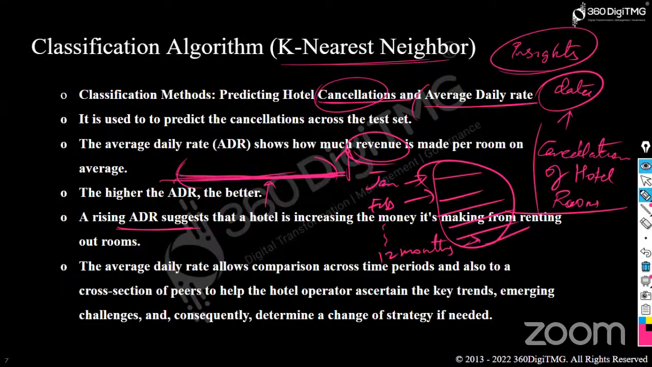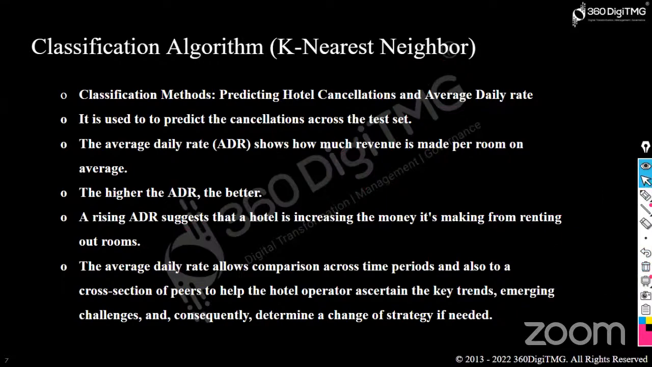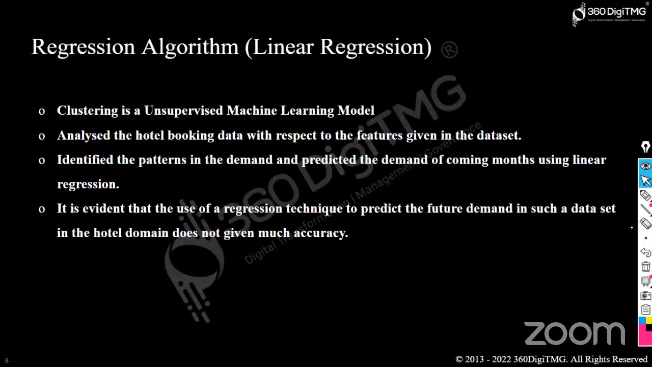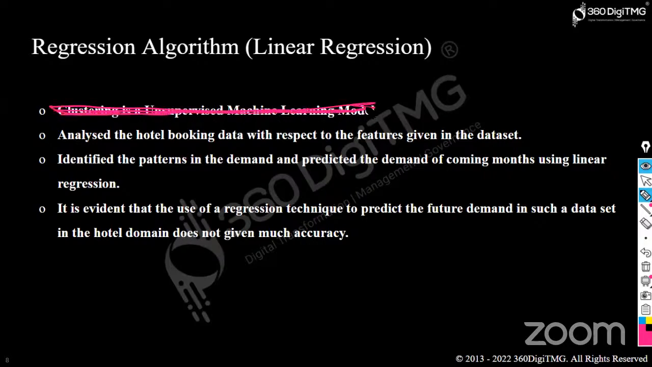Okay, so moreover, it helps in making a strategy to attract the tourists or make themselves portray that they are giving you good access. So the clustering algorithm is done. So now we'll see the regression algorithm.